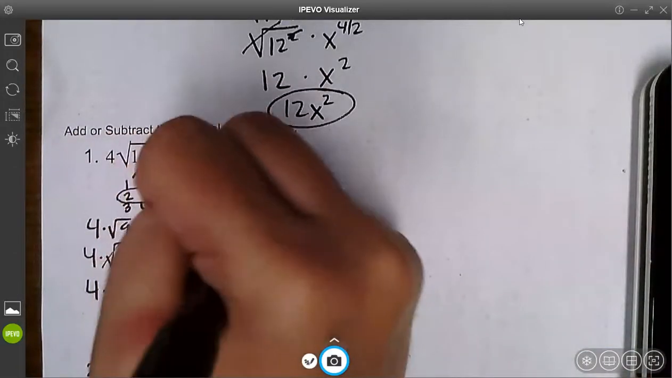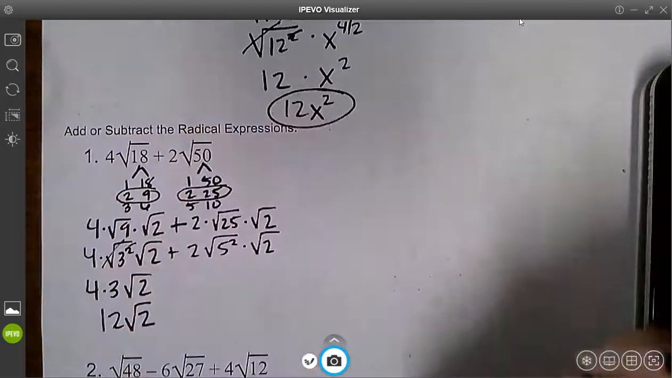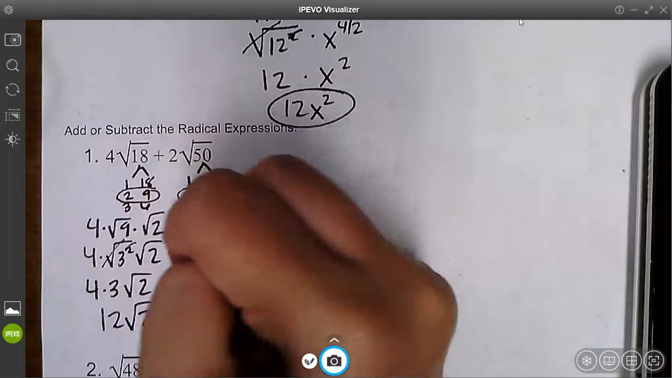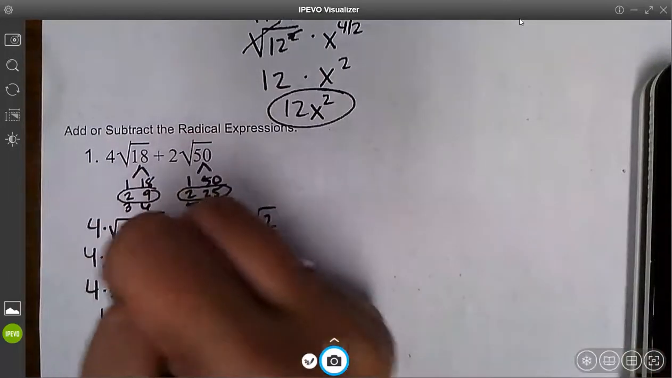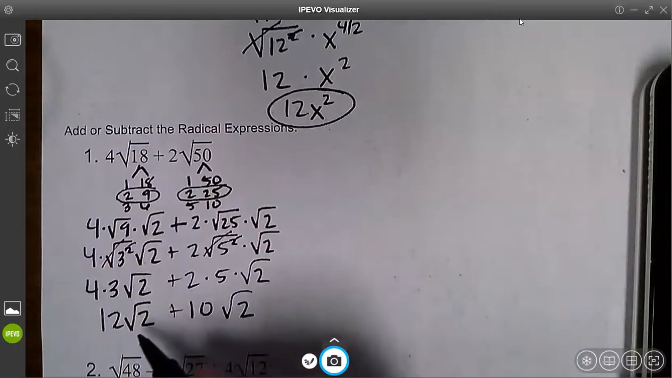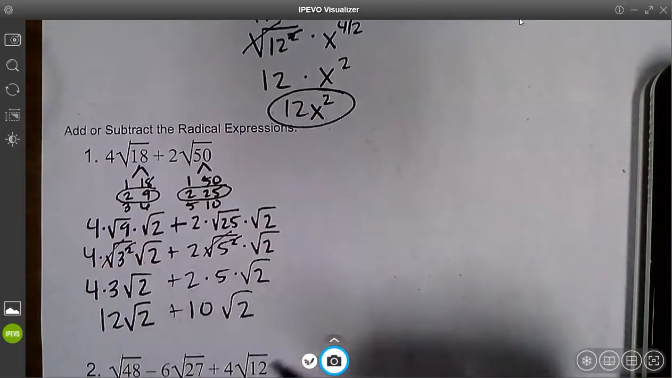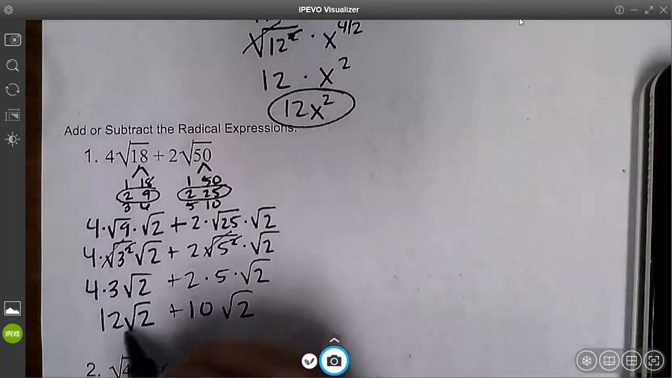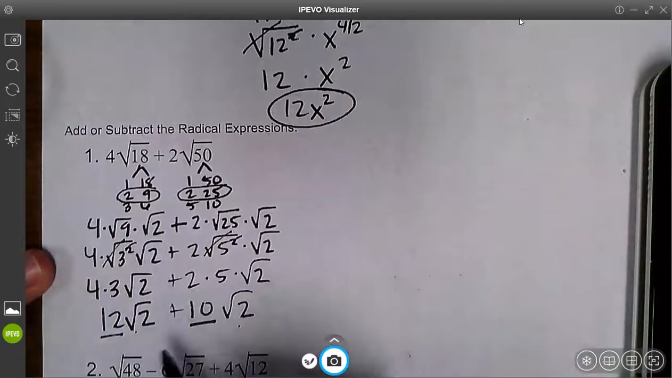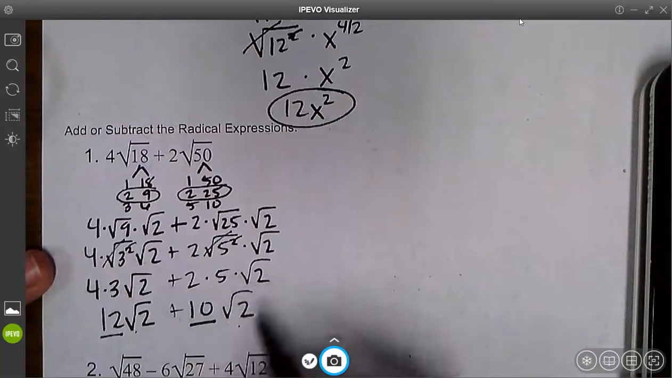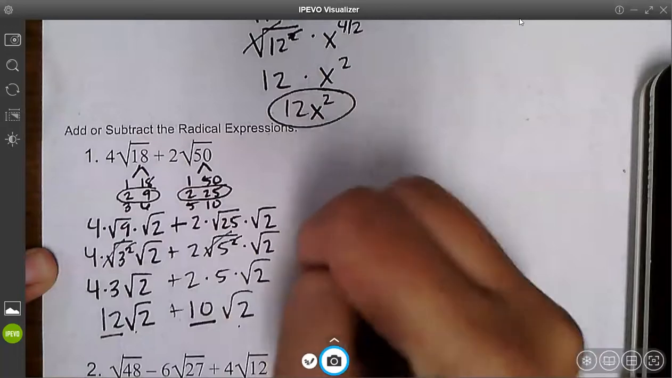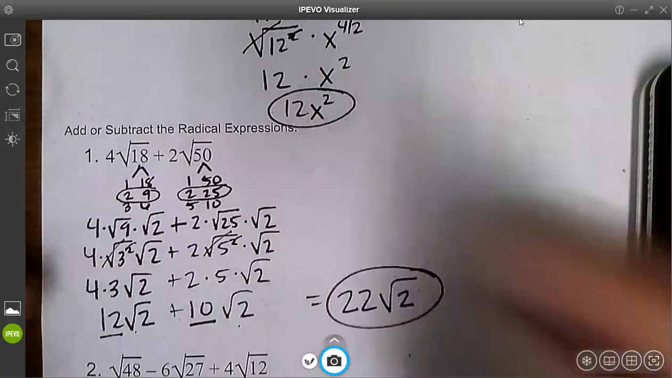25 is equal to 5 squared, or 5 times 5. Square root squares cancel, so I have 2 times 5 times the square root of 2, which is 10 square roots of 2. So if when you simplify you don't get the same thing under the radical, you can't simplify this at all. Right here, now that I have the same thing, I just operate on what's outside. It's like having 12x plus 10x, only this time our x is the square root of 2. 12 plus 10 is 22, so I have 22 square roots of 2.